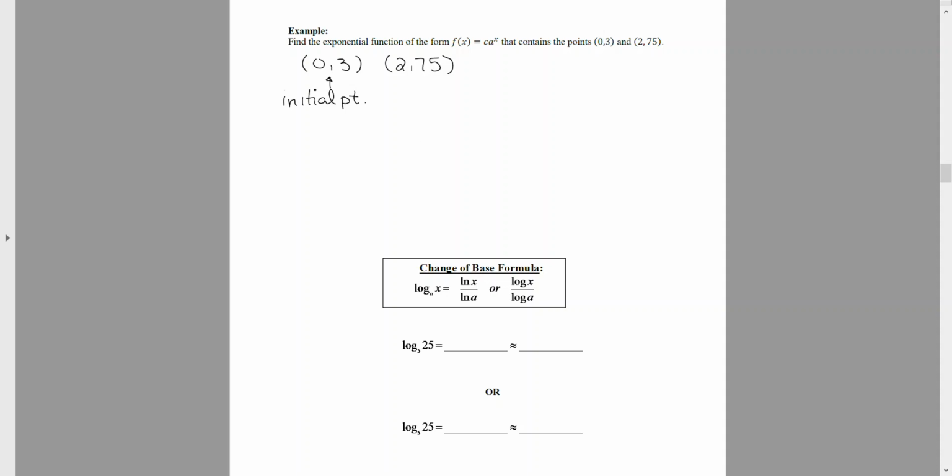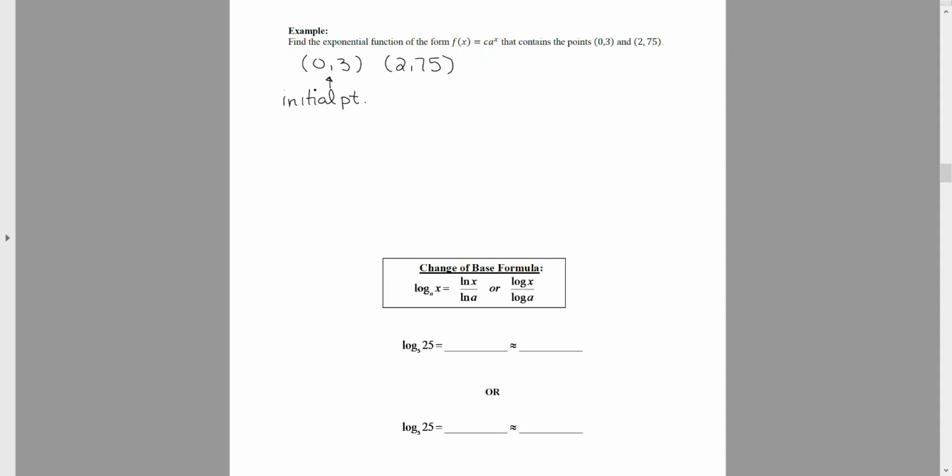For the problem at the top of page 12 in your note packet, you're asked to find an exponential function of the form y equals, or f of x equals c a to the x power, that contains these 2 points. So if we take a look at the points, the point (0, 3) is the y-intercept, and that's your initial point. And then the other point, (2, 75), is another point that happens to be on this function that you're trying to find. Our goal is to find a value of c and a value of a to define this function.